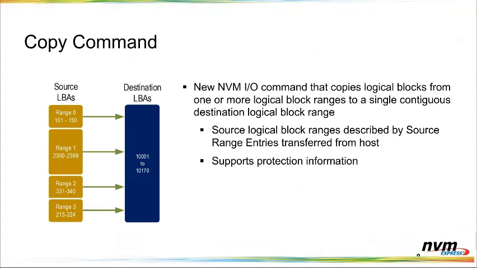So before this command, in order to perform a copy, the host had to read the data into host memory with an IO read command, and then write the data back to a namespace using an IO write command. The new copy command allows you to do that in one operation without transferring data through the host. This saves host memory bandwidth, interconnect bandwidth, and reduces latency.